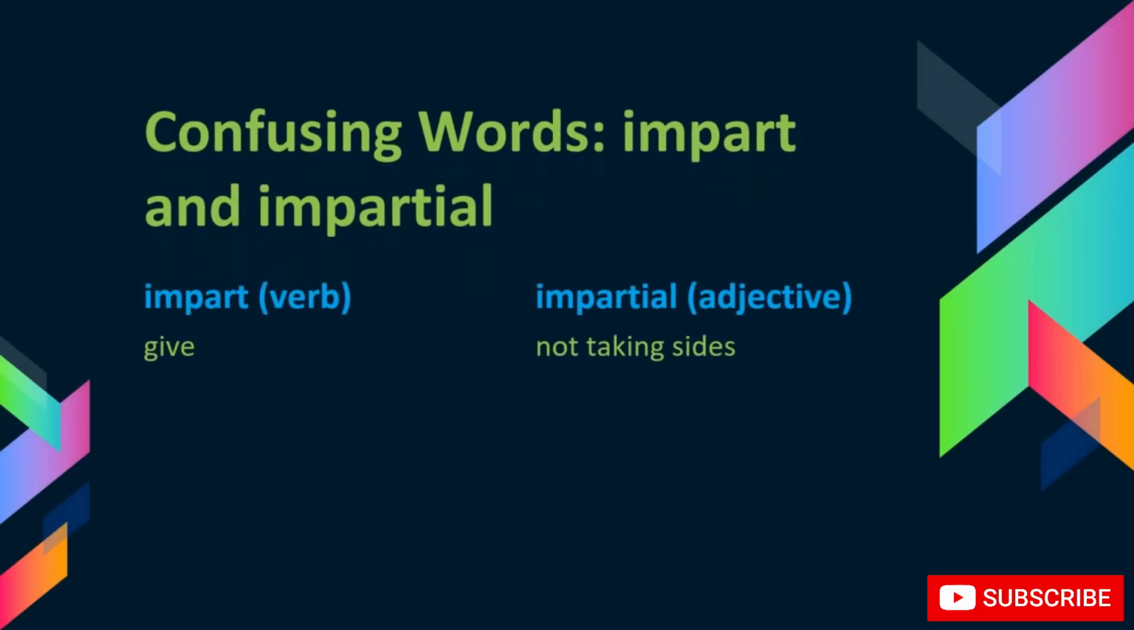And now we get to our confusing words for the day. The verb impart, which means to give, but in its adjective form, impartial, it has a completely different meaning of not taking sides.